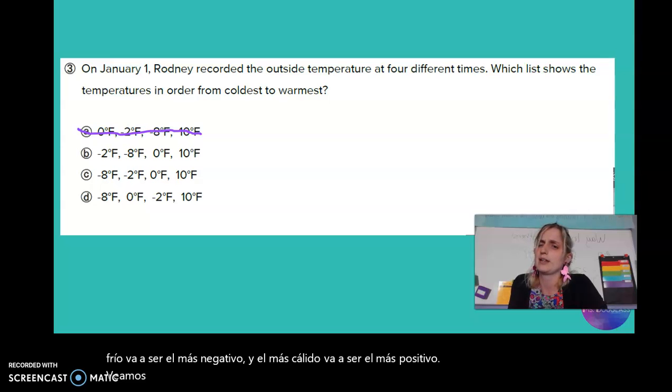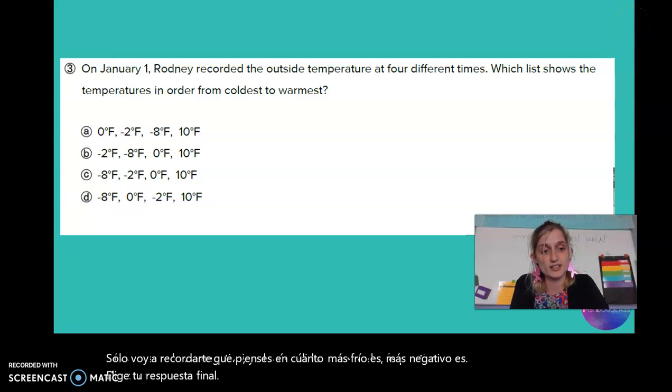Negative, 0, negative, positive? No. It's all negatives, then 0, then positives. So we're choosing between these two options. I already told you the correct answer for number 1 and number 2, so I'm not going to share the correct answer between B and C. I'm just going to remind you: the colder it is, the more negative it is. Pick your final answer, and you're done with your homework. Yay!